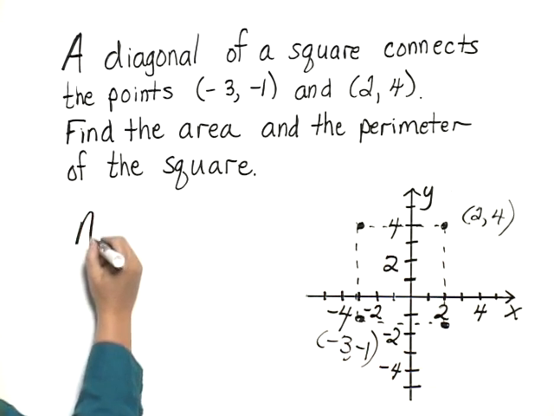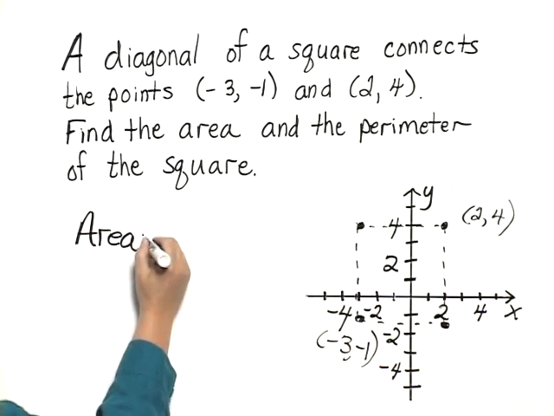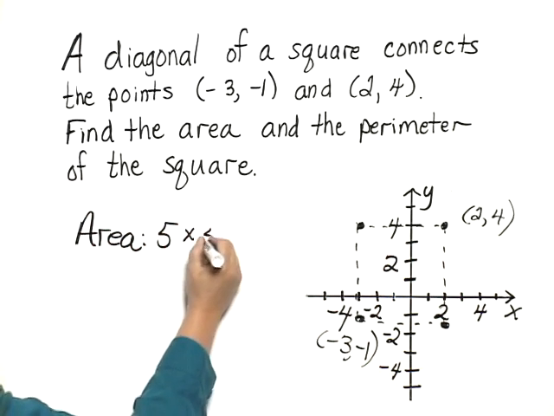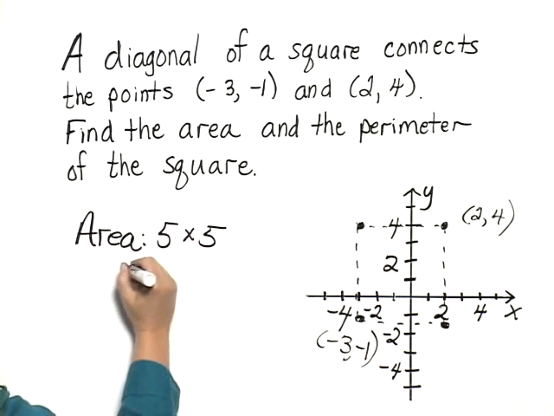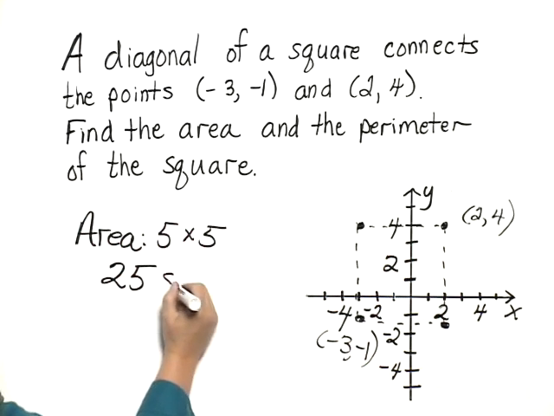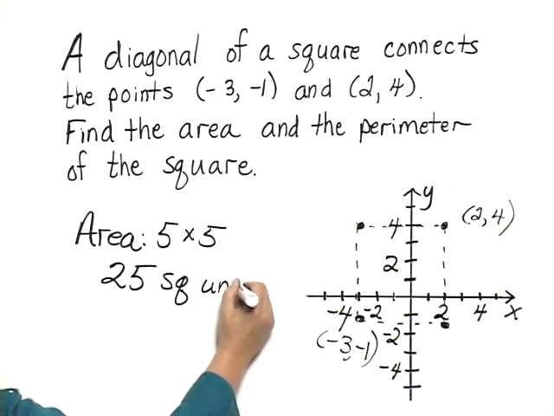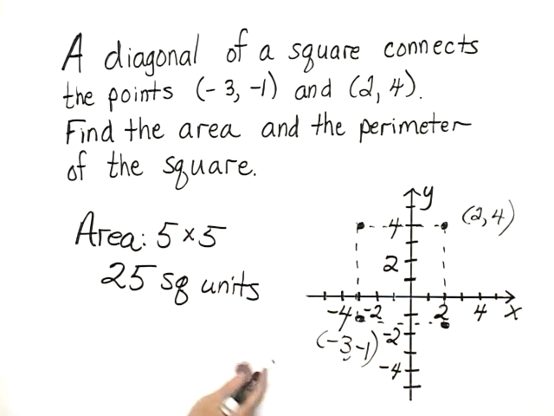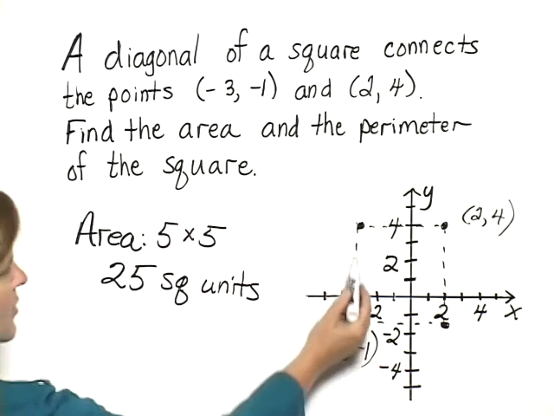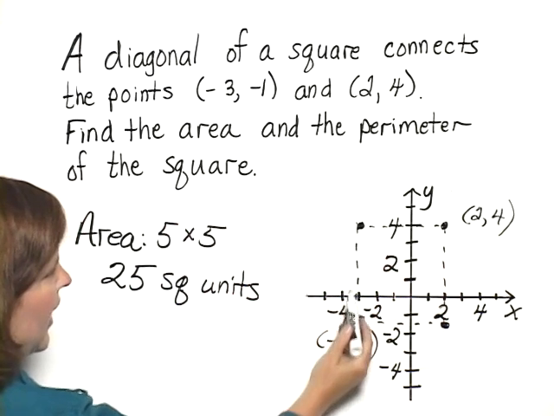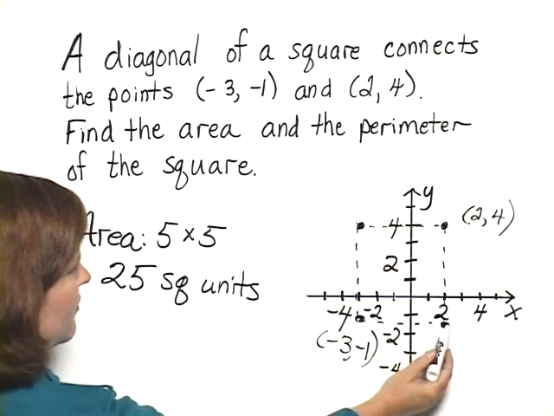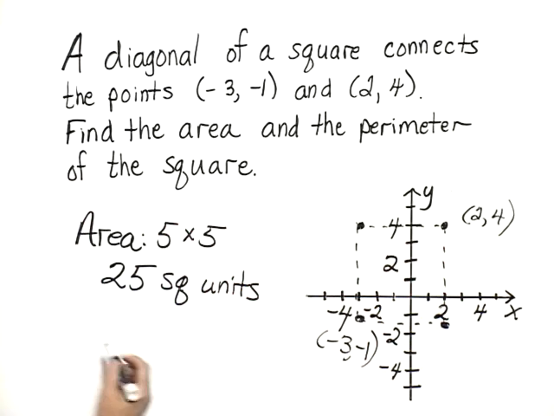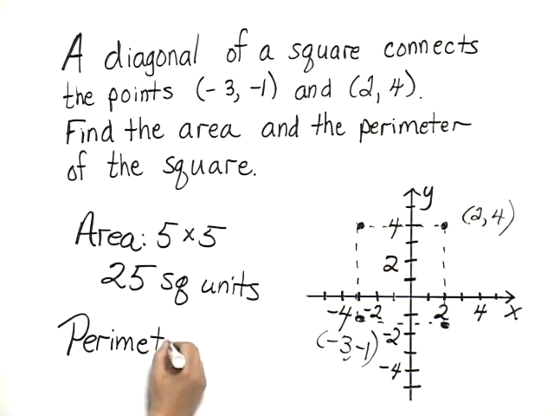So the area would be 5 times 5, or 25 square units. Since we don't know exactly what those units are, inches or centimeters, we'll just call them square units. The perimeter of the square is the distance around. Well, we found that each side was 5 units long, so we have 5, 10, 15, 20 units. So the perimeter of the square is 20 units.